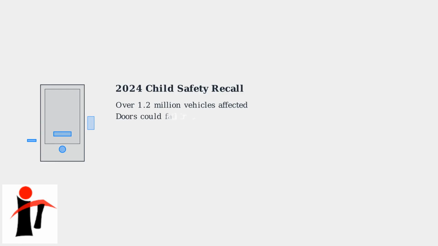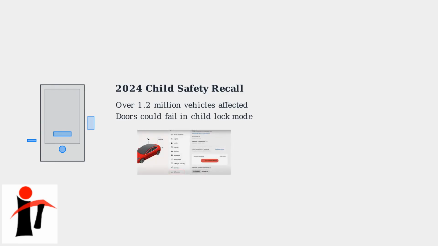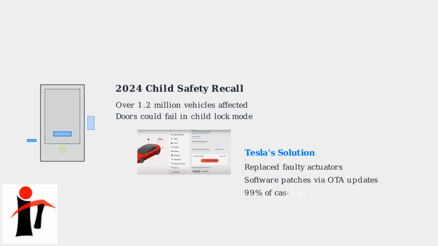In 2024, Tesla issued a major recall for over 1.2 million Model 3 and Model Y vehicles due to faulty rear door latches. The issue could cause doors to fail in child lock mode, potentially trapping occupants inside. This was particularly concerning for families transporting children. Tesla addressed this issue through actuator replacements and software patches.